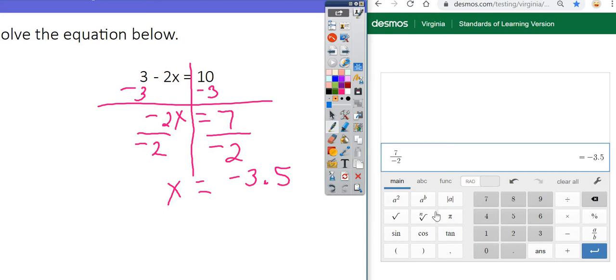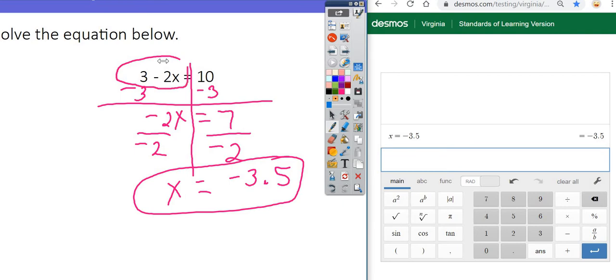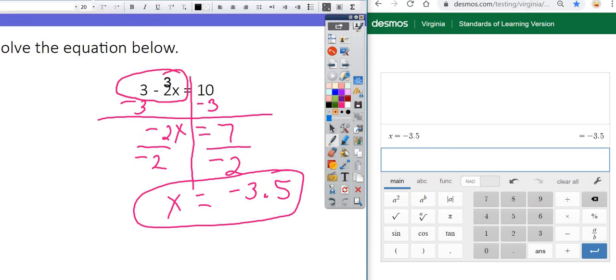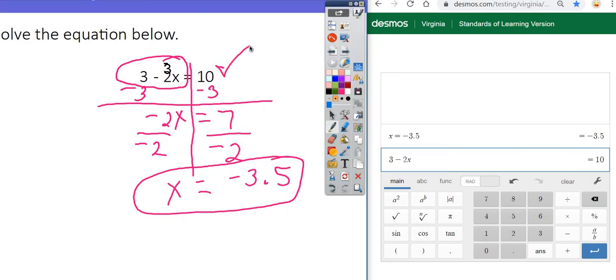Now, the trick is making sure that you check this in your calculator. The first thing I'm going to put into my calculator is the answer that I got when I figured out the problem. So I'm going to put in x equals negative 3.5. Then I'm going to go up to the very top and put in this part of the problem with the x in it. 3 minus 2x, and that gives me 10 on Desmos. And that 10 is right here, which means that I did the work right.